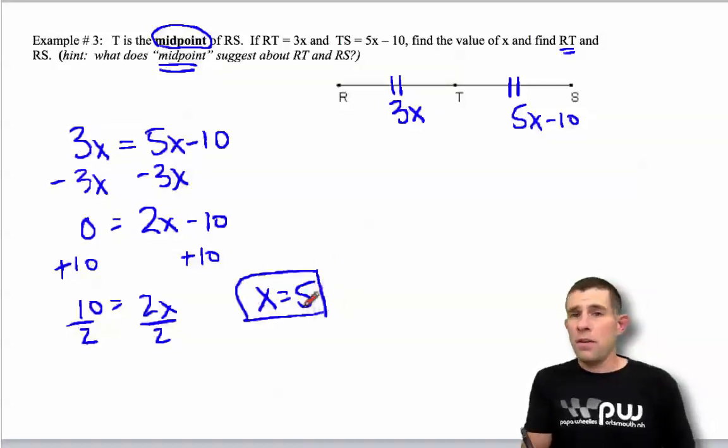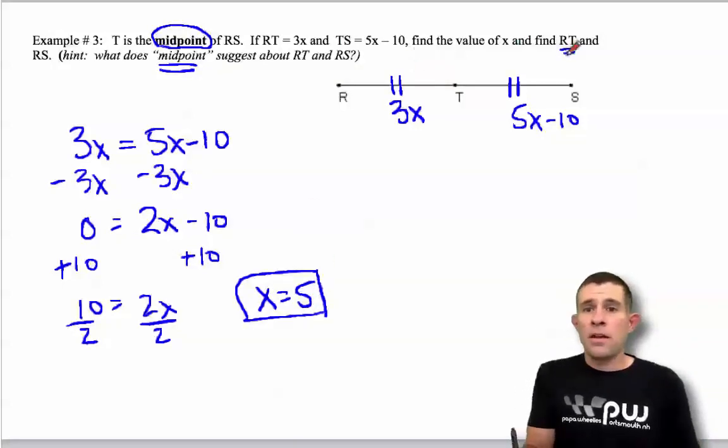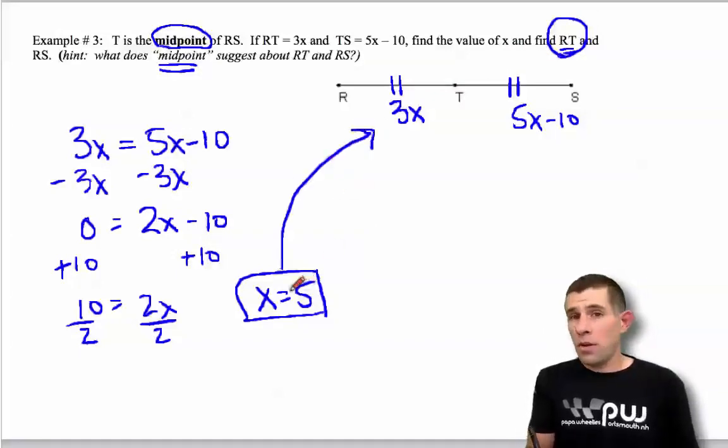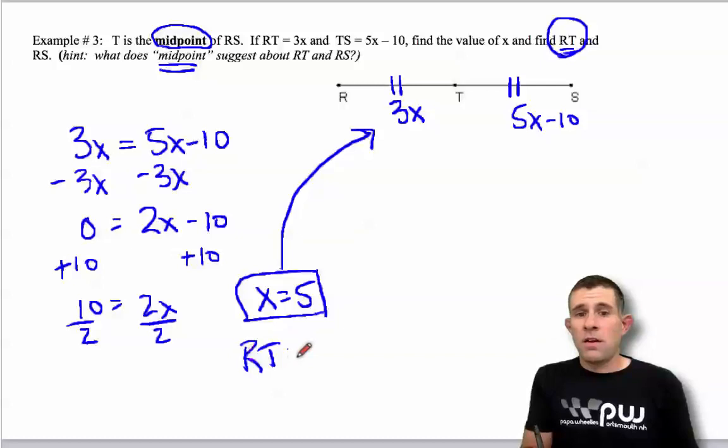So we found our value for x. We now have to go back and find the value of RT. So if I substitute that in for my expression for RT, I find that RT is equal to 15. And therefore RS should be twice 15, making it 30.